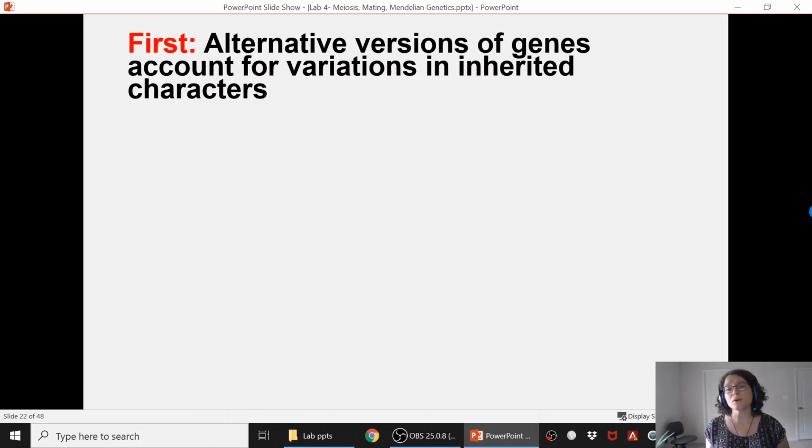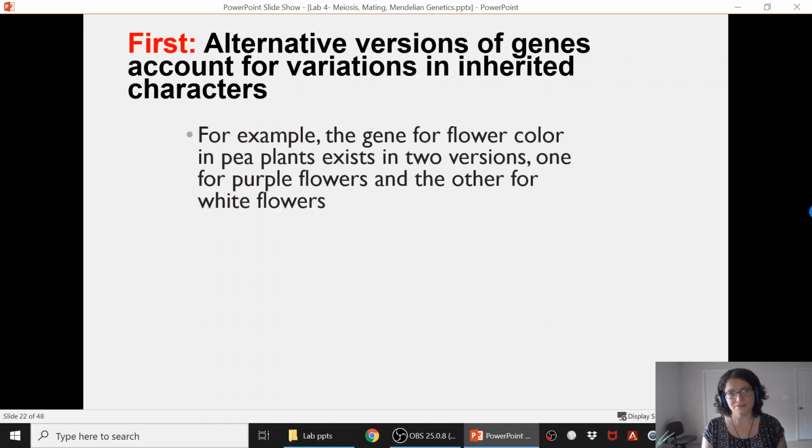I mentioned them before. If you have a brown-eyed parent and a blue-eyed parent, then you may have one copy of the brown and one copy of the blue, and one is from each parent. We're going to talk about the dominance concept here, okay? In the gene for flower color, there's 2 versions, one for purple and the other for white.